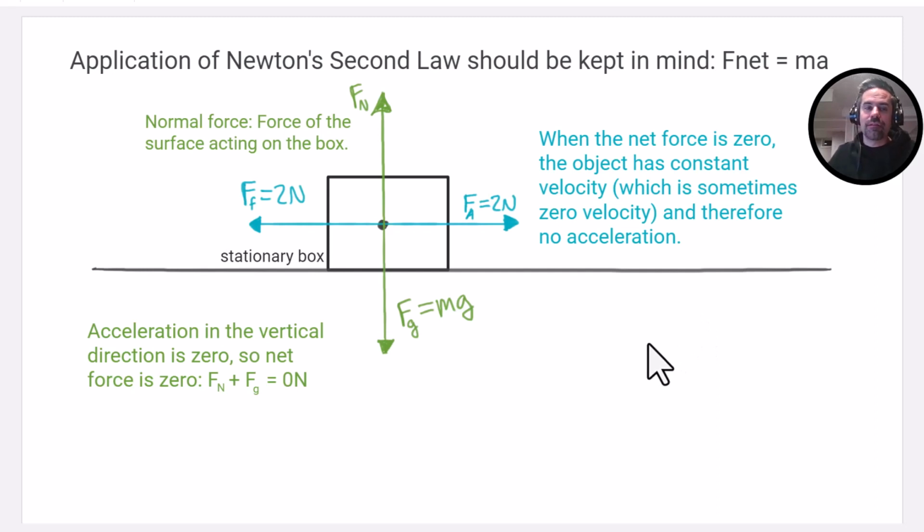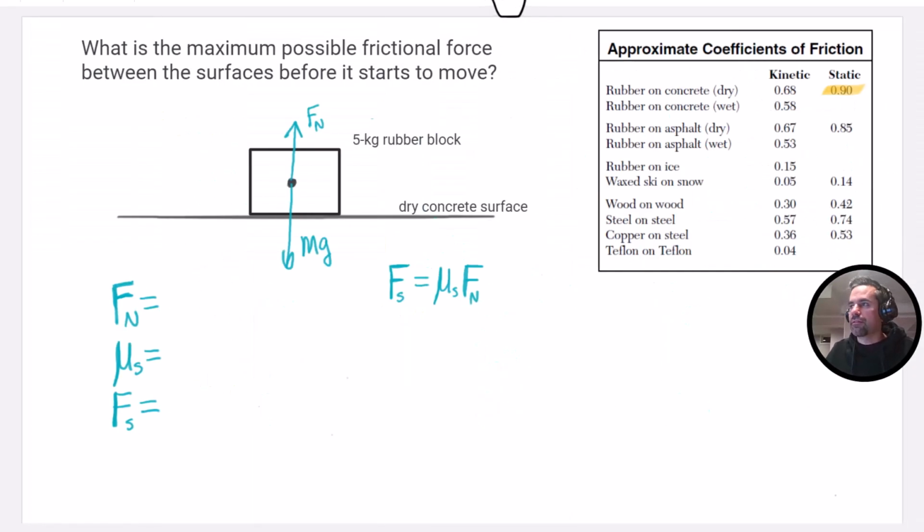But for now, let's keep looking at static friction force, which is the friction force that results from an applied force put on the box and the box staying stationary. So what is the maximum possible friction force between the surfaces before it starts to move? We're going to use this equation to find out what the maximum friction force could be. In reality, this should say Fs max, the maximum frictional force that could result.